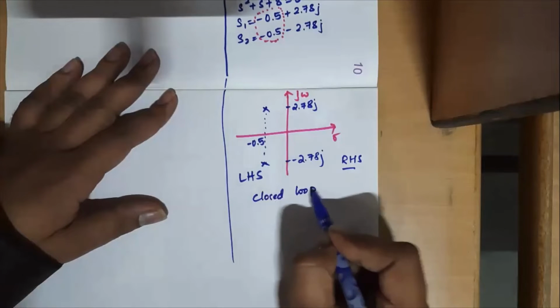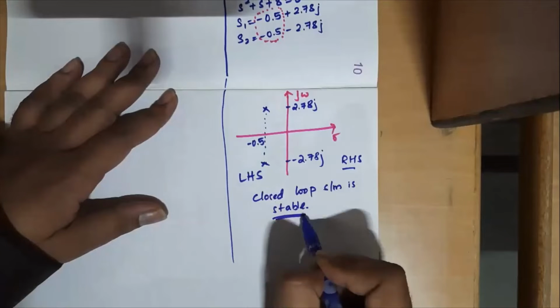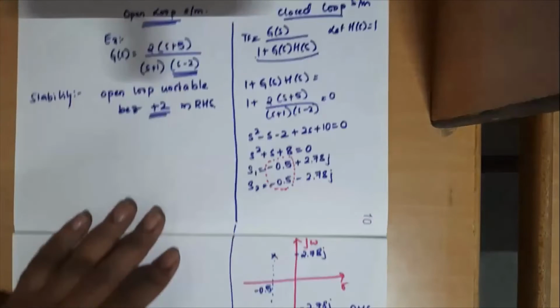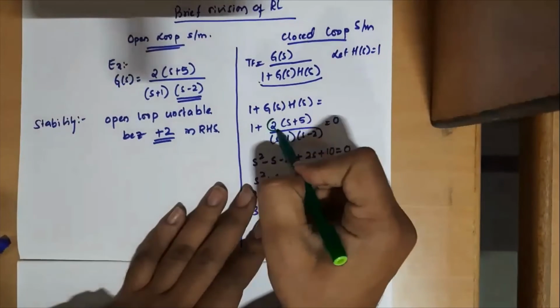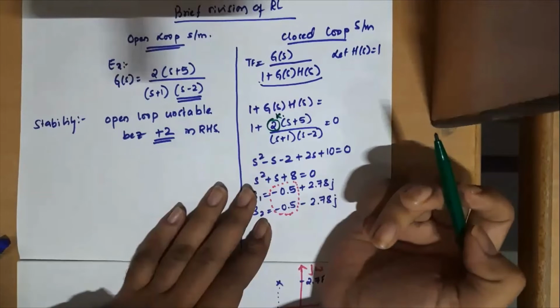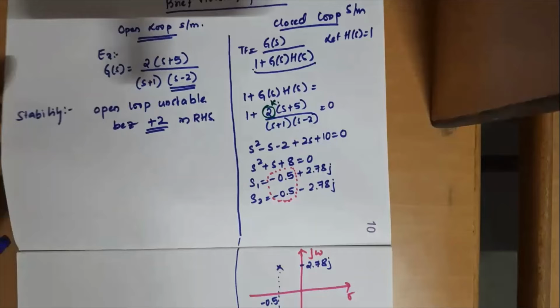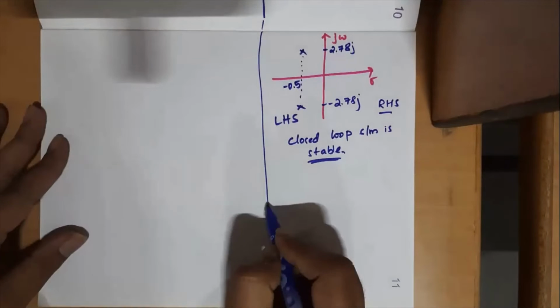So what is my comment on closed loop stability? The closed loop system is stable. So what is the key point here? The key point is that K you can take as a system gain, or K equal to 2 as a system gain. So this system gain can alter the stability in any fashion.